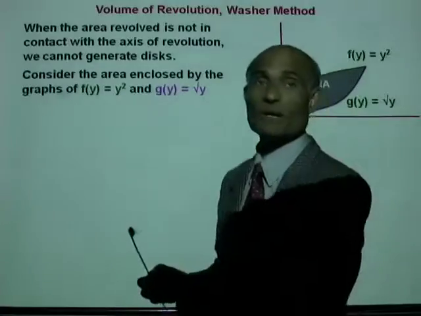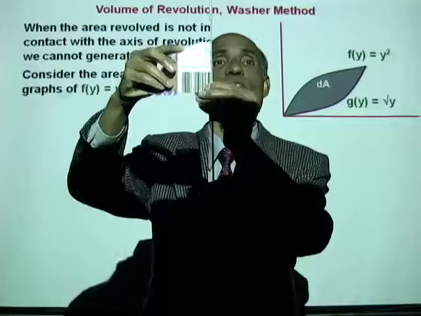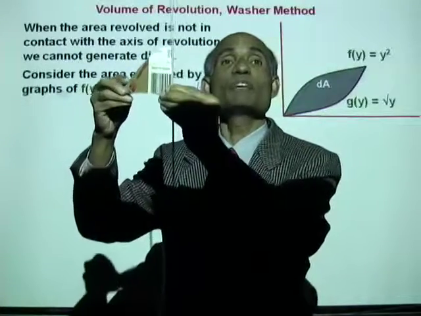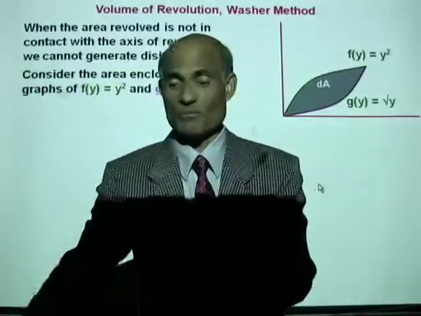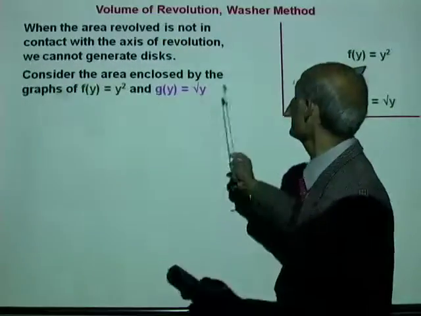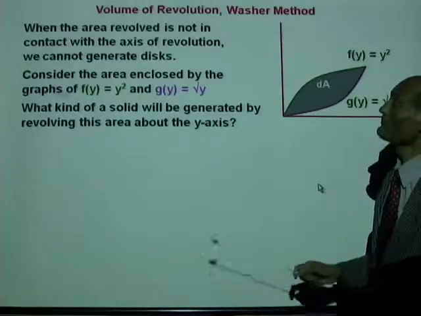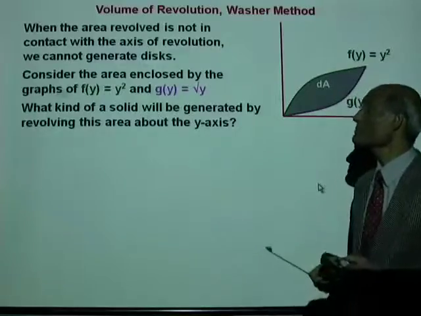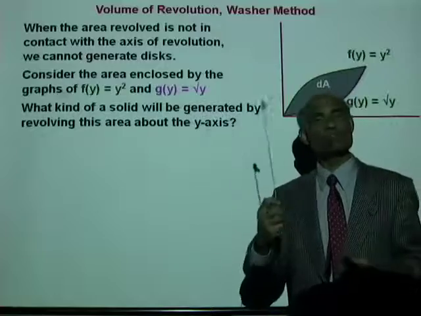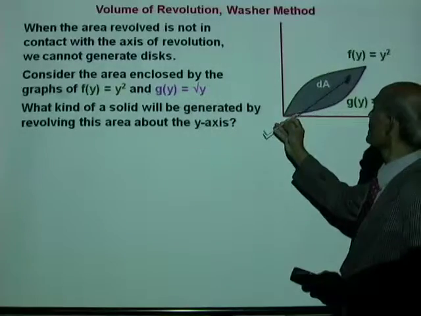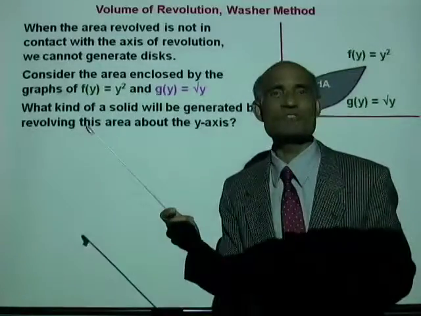Now, again remember, you can generate a disk only if the area is in contact with the axis of revolution. Now, this is the way we generate a disk. But in this case, this area is not in contact with the axis. So what kind of a solid will be generated by revolving this area about the y-axis? Can you visualize? If this area is revolved about the y-axis, what kind of solid will be generated?